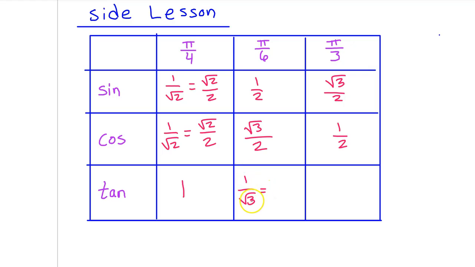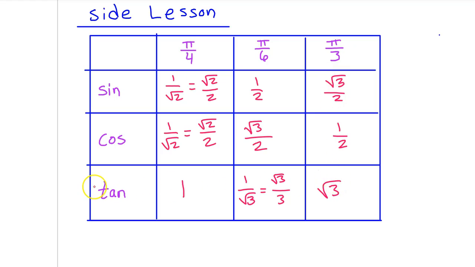If you rationalize the denominator, this is equal to radical 3 over 3. Again, when you divide sine by cosine, the denominators will cancel each other out. That leaves you with numerator divided by numerator. Radical 3 divided by 1 is radical 3. So that's the tangent of pi over 3.